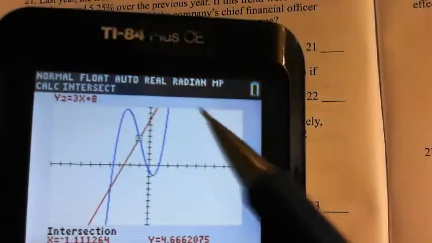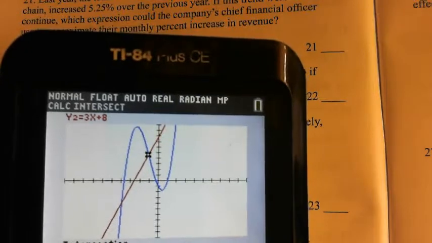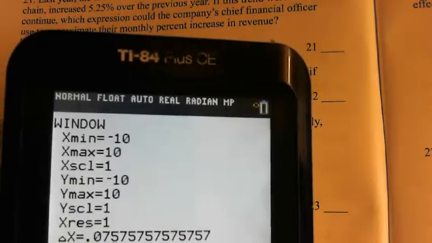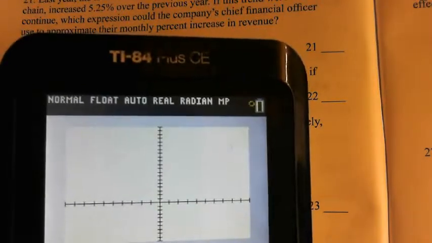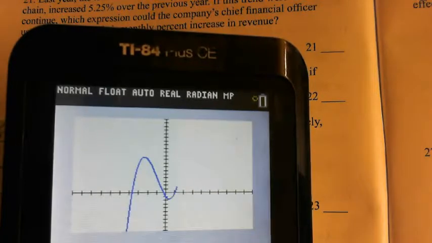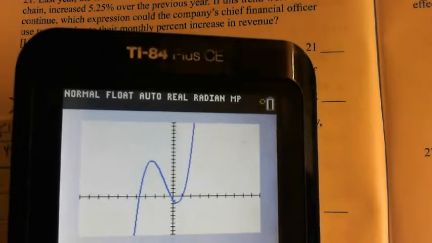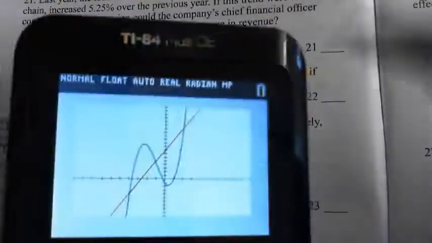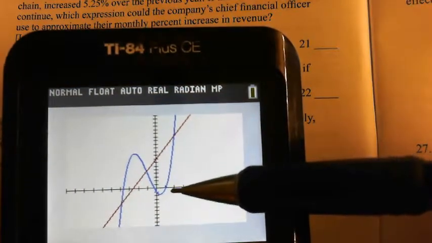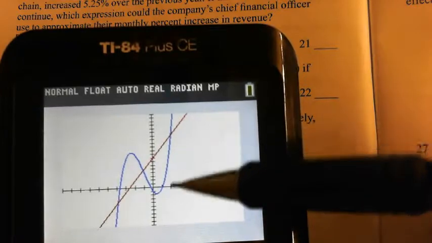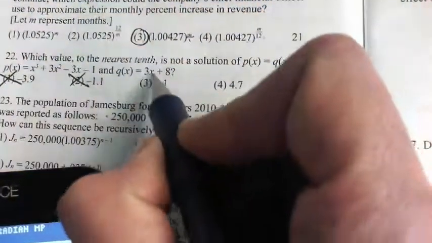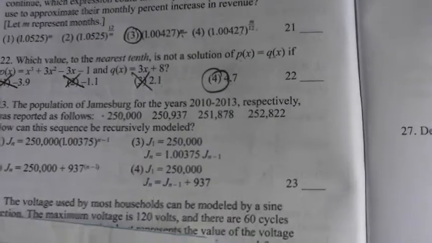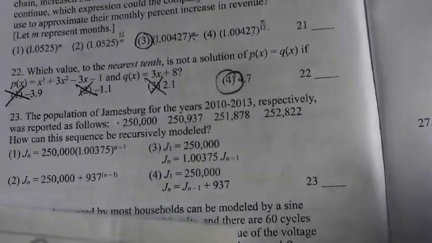His other one is off the screen, so he needs to change his window. He needs to look up further, yes? That's the y-axis moving up. So on your window, your y maximum, I'm just going to go to 20 and see if that does it. And then try to find my intersection. And you can kind of see my options are 2.1 or 4.7. Obviously, I would do second trace intersect again, but it's clearly more around 2. Yes? So probably 2.1, I would guess, and then that's the only one that's not a solution. Okay, use your calculator to your advantage, especially on a multiple choice.